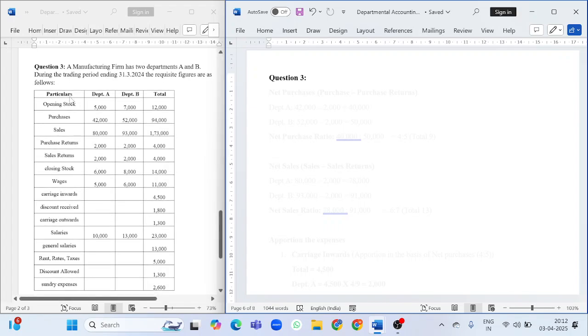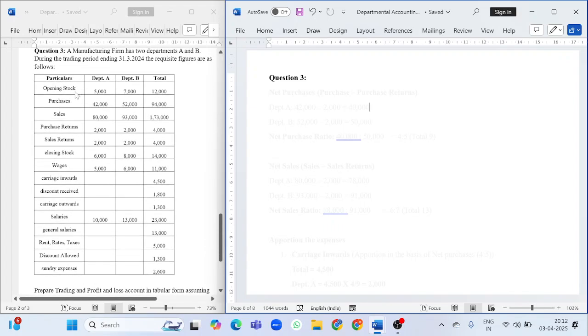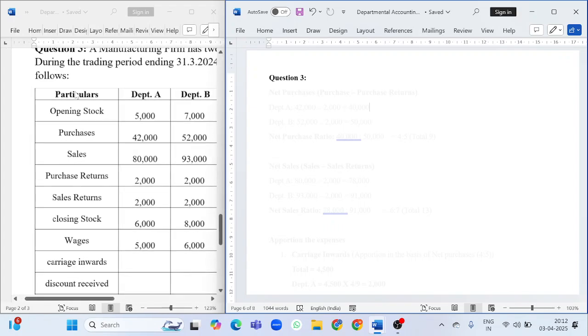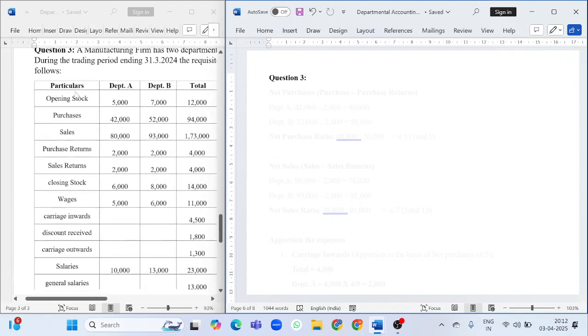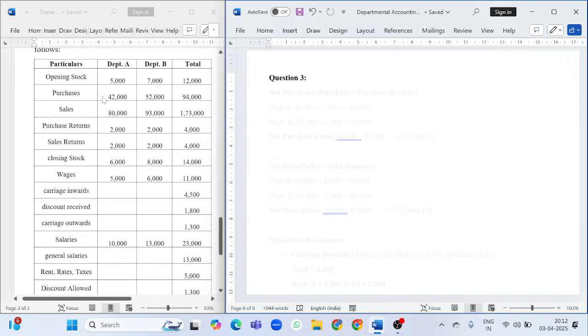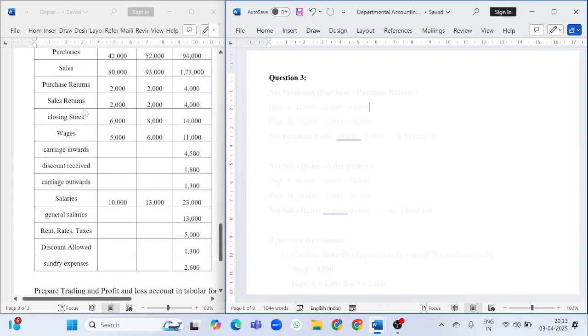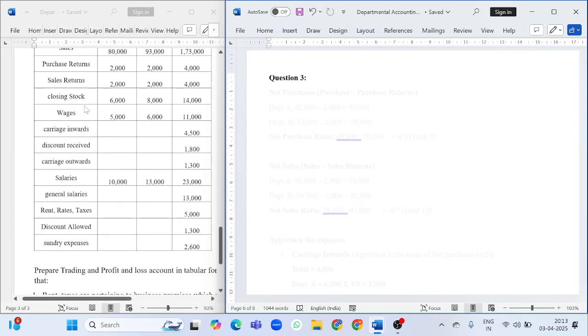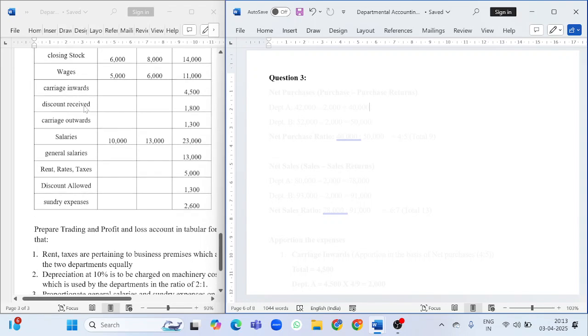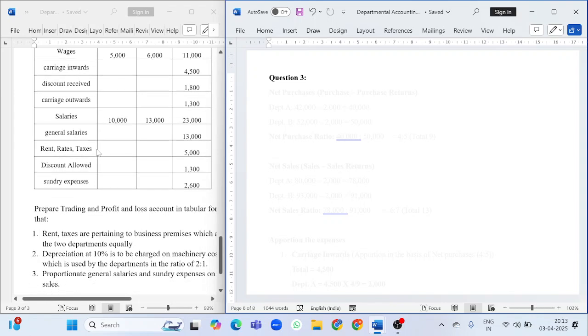So this manufacturing firm was having two departments. One is Department A and the second one is Department B. They have given opening stock, purchases, sales, purchase returns, sales returns, closing stock, wages, carriage inwards, discount received, carriage outwards, salaries, general salaries, rent, rates and taxes, discount allowed, and sundry expenses.